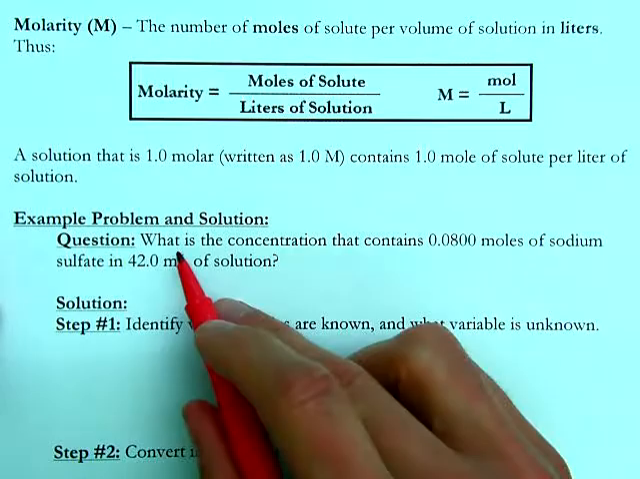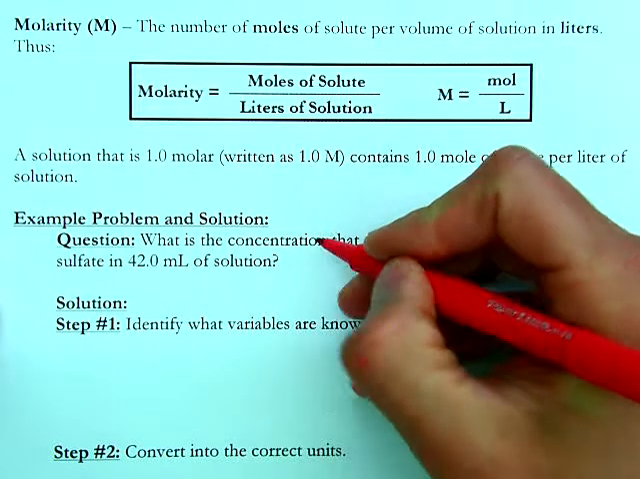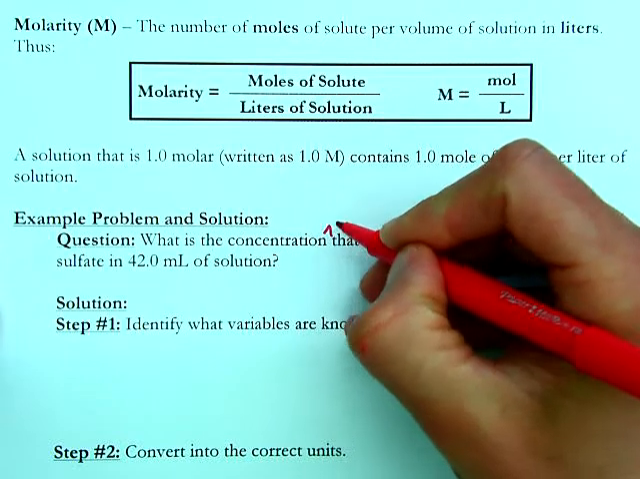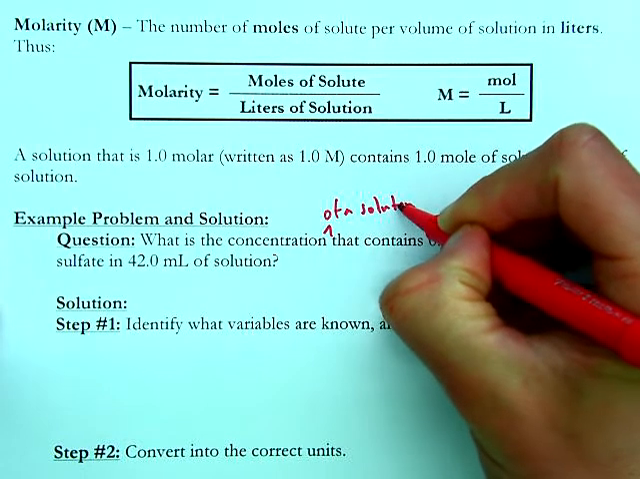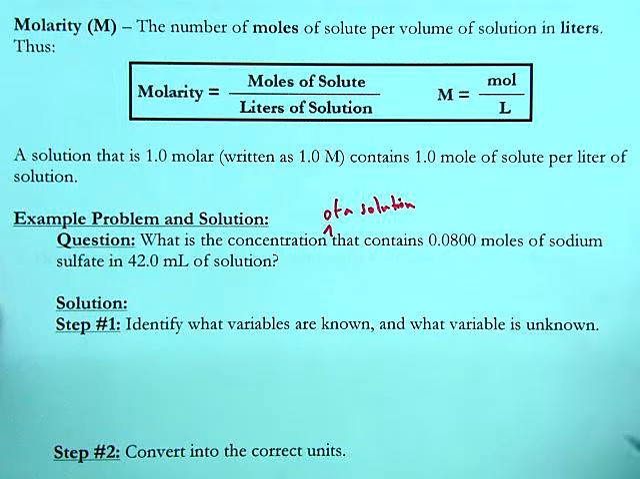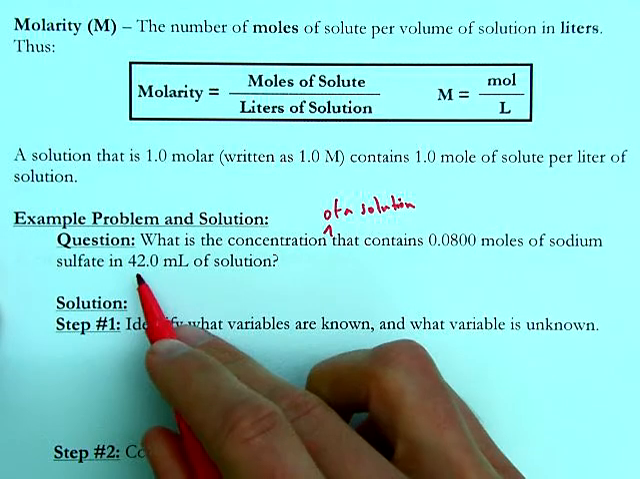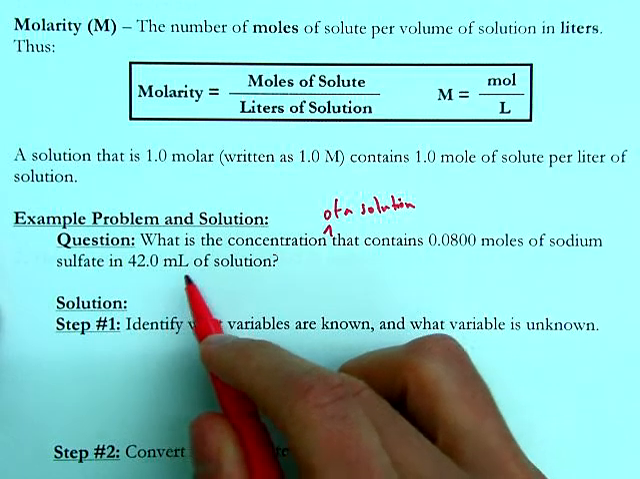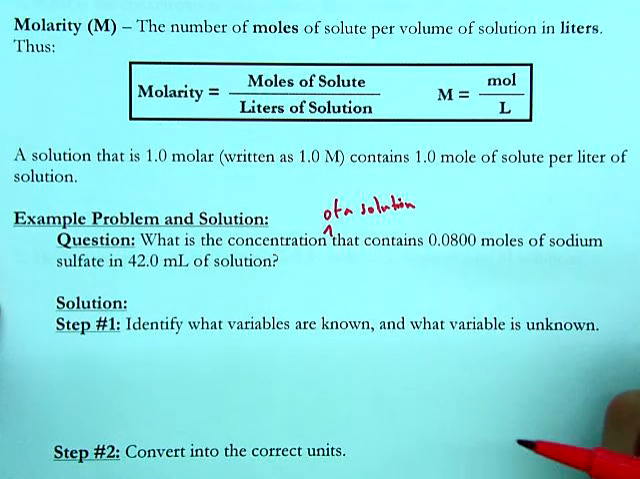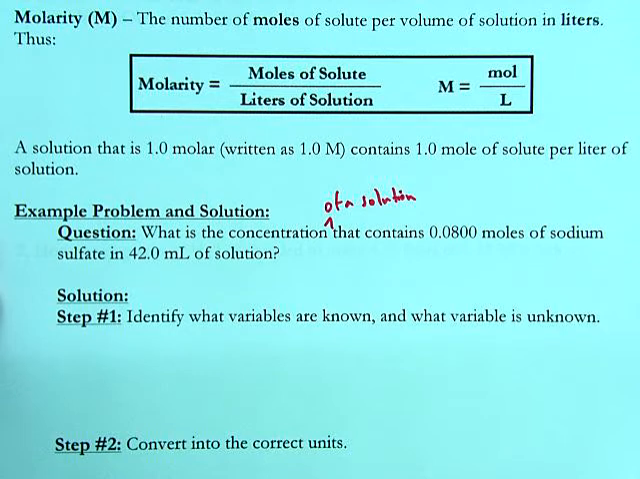In this example problem, it says, what is the concentration of a solution, sorry about that, an immediate typo, that contains 0.0800 moles of sodium sulfate in 42.0 milliliters of solution. So in terms of solving this, you need to figure out what do we know and what are we trying to find, what do we not know.